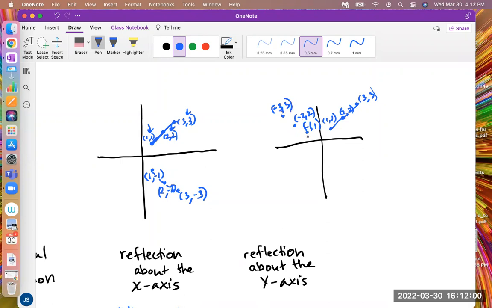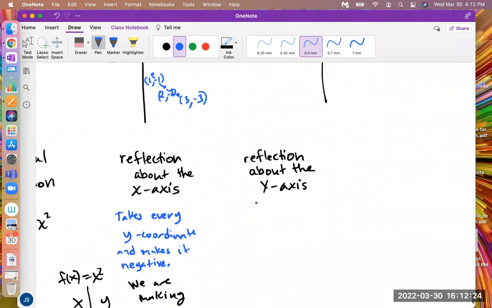So now we can look at what happened. I did have (1, 1), (2, 2), and (3, 3). And then (1, 1) became (-1, 1). (2, 2) became (-2, 2). And (3, 3) became (-3, 3), which means, what did we do? When I reflected about the y-axis, I take every x coordinate and make it negative.